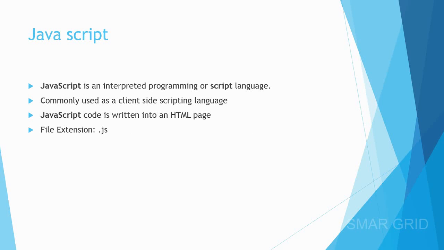We need to know one more concept, that is JavaScript. JavaScript is an interpreted programming or script language, commonly used as a client-side scripting language. JavaScript code is written in an HTML page, or it can be in a separate file with a .js file extension.